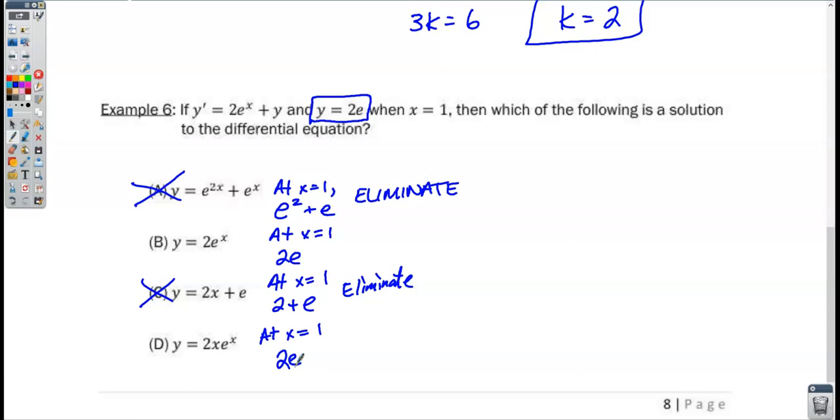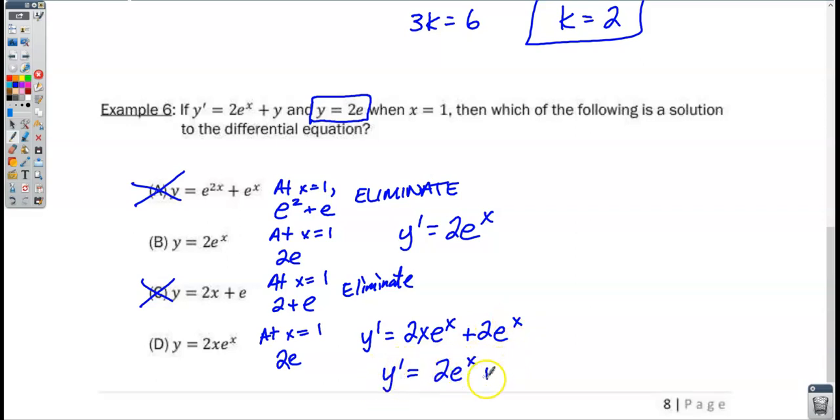Okay, and now I'm going to go ahead and take the derivative of these. If I take the derivative of this, I get y prime equals 2e to the x. And if I take the derivative of this, I get y prime equals 2x e to the x plus 2e to the x. If I rearrange that, it's 2e to the x plus 2x e to the x. So notice we're trying to match this up with y prime being equal to 2e to the x plus y.